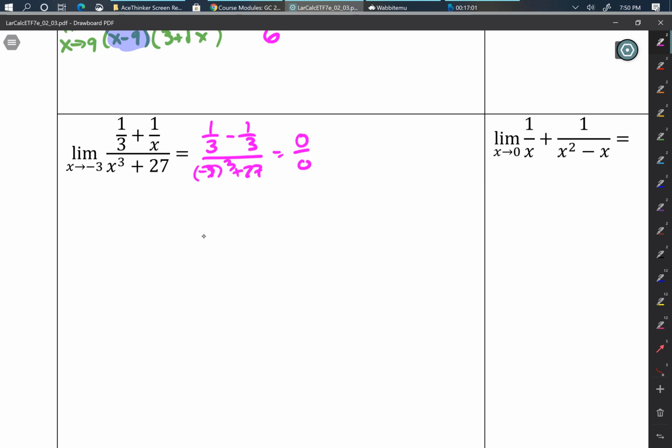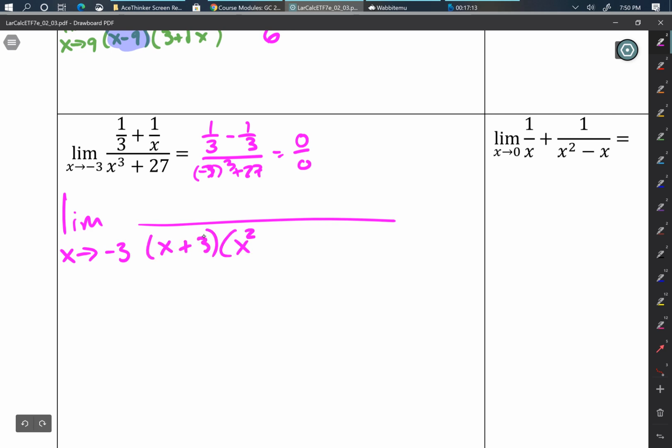Now, clearly, downstairs is the sum of cubes. So let's take a look at that. Maybe I'll just start down there and hope for some inspiration. The denominator is going to factor into x plus 3 times x squared minus 3x plus 9. Now I've got to somehow get an x plus 3 upstairs, because if I don't, then I'm kind of stuck. So how can I factor? What can I do with that numerator? How can I make that give me an x plus 3? Because right now it's 1/3 plus x.